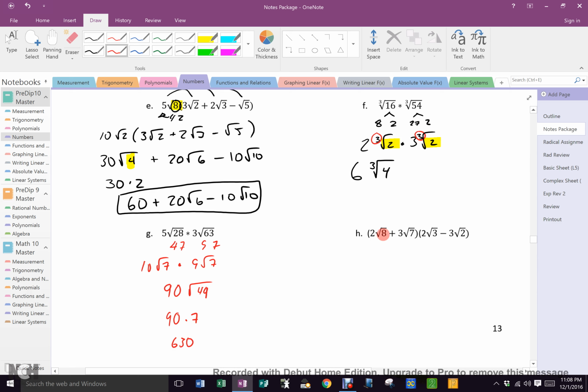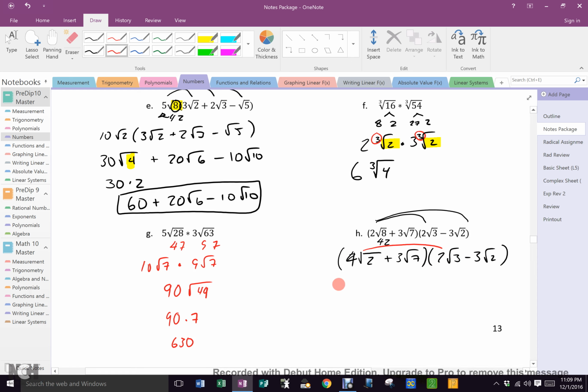And here. Notice, please, that this is just a binomial. So it's FOIL, but I'm going to simplify. 4 times 2, so that's 2, 4 root 2, plus 3 root 7, times 2 root 3, minus 3 root 2. And then we just FOIL.